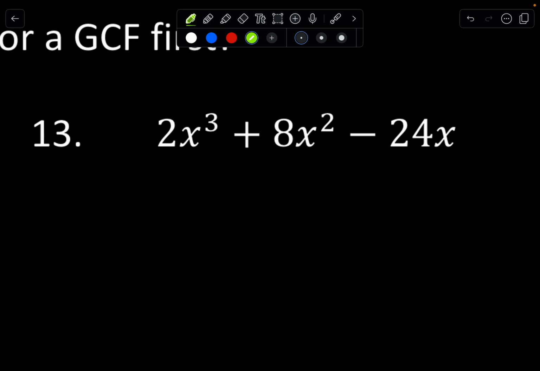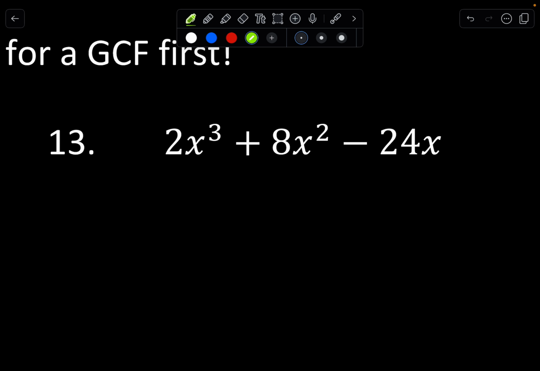All right, last one. Almost done here. Okay, so first thing I notice here is that I have 3 terms. On each of those, I should be able to take out a 2, and I should also be able to take out an x. So I'm going to take out a 2x from each of those 3 terms.